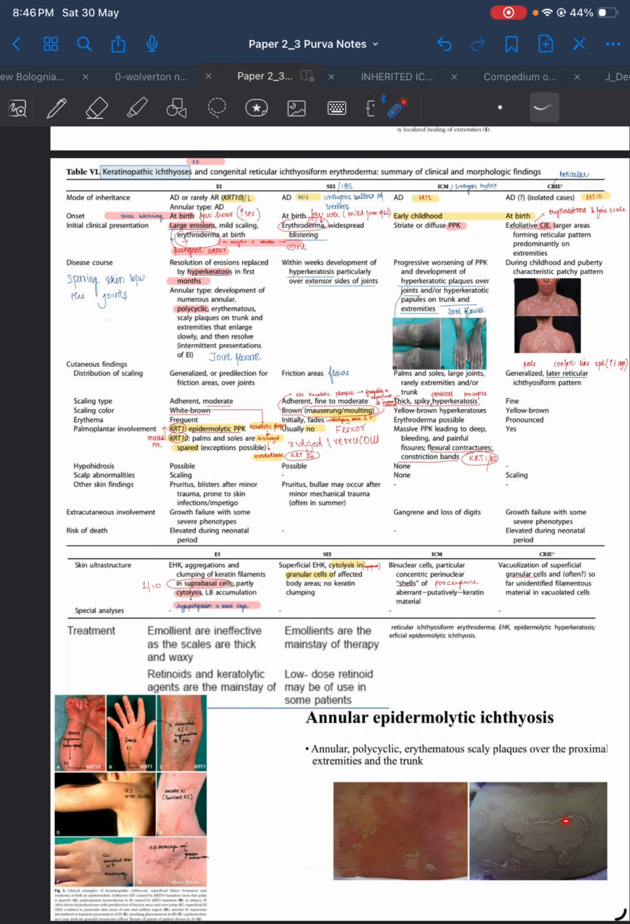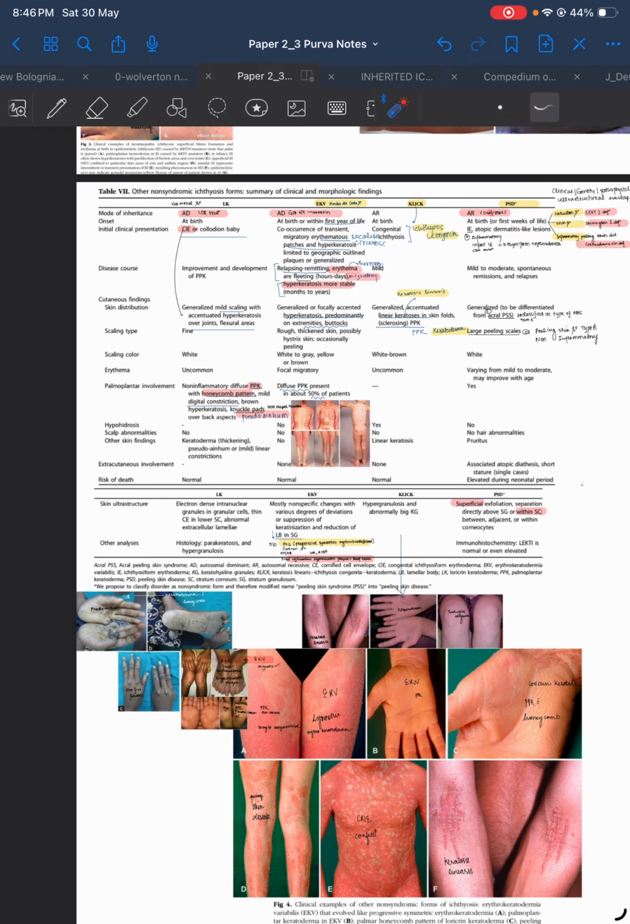Then moving on to the last, which is a rare one, loricrin keratoderma. It is autosomal dominant. Loricrin mutation affects the cornified envelope. It is characterized by honeycomb palmoplantar keratoderma, starfish hyperkeratosis, and pseudoainhum. CIE or collodion baby is present at birth.